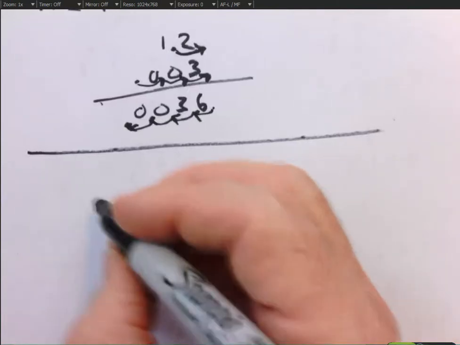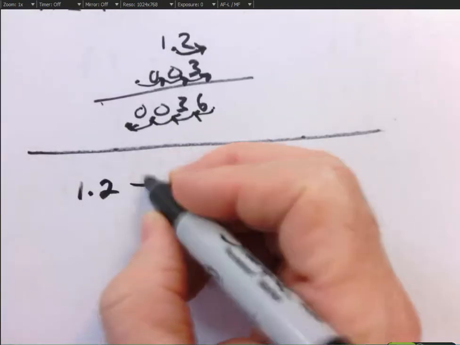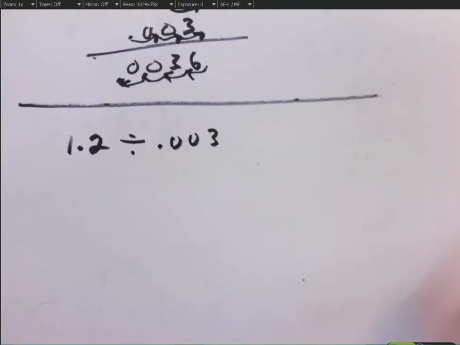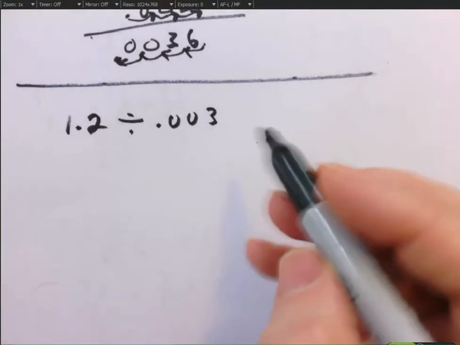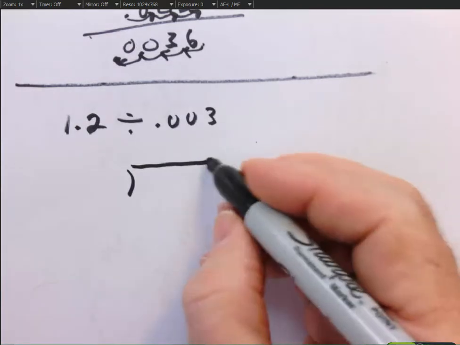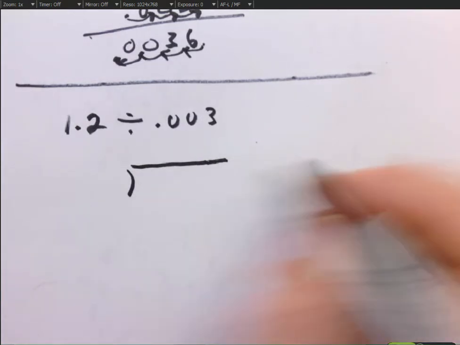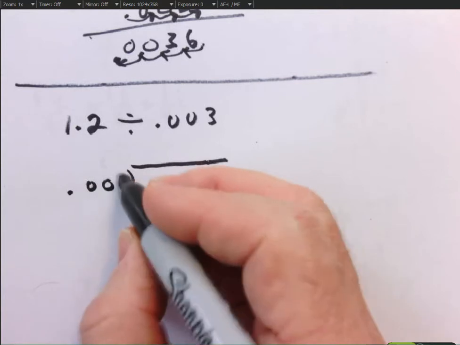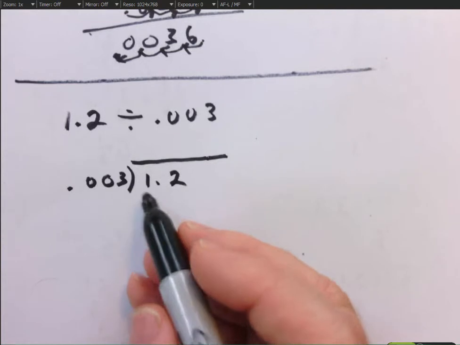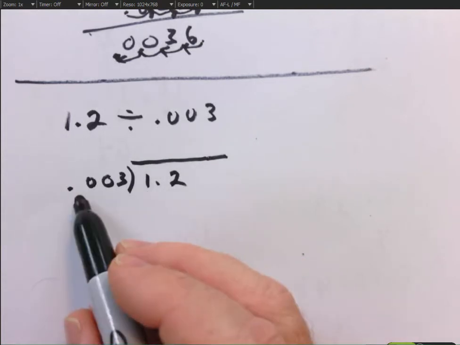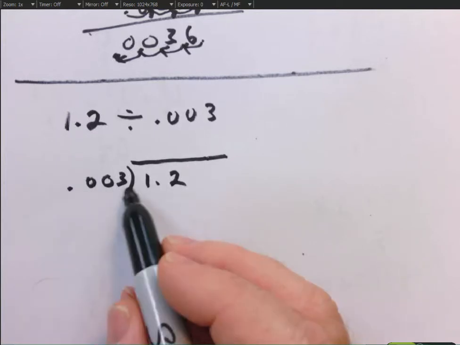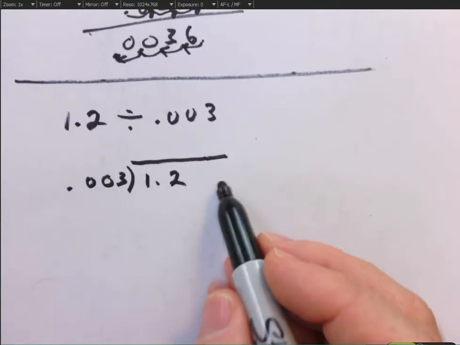So say we want to do 1.2 divided by 0.003. Well, the trick with division and placing the decimal is you want to get a problem so that the divisor, the number you're dividing by, is a whole number. So if I was just to set it up the way it looks, I've got this and 1.2. Now that's not a whole number, that's a fraction. So to convert it to a whole number, I'm going to have to multiply everything by 1,000. So I multiply this by 1,000, and I multiply this by 1,000.